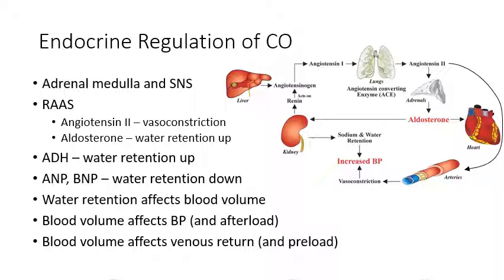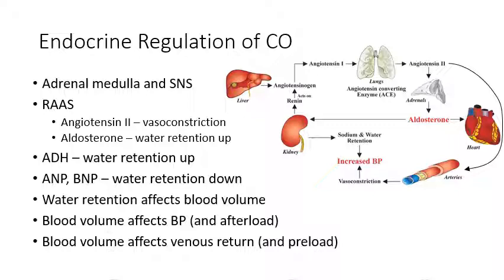Another hormone that affects cardiac output is ADH, or antidiuretic hormone. That also causes water retention in the kidneys. Therefore, it increases blood volume, so it increases blood pressure, increases afterload, and therefore decreases cardiac output.